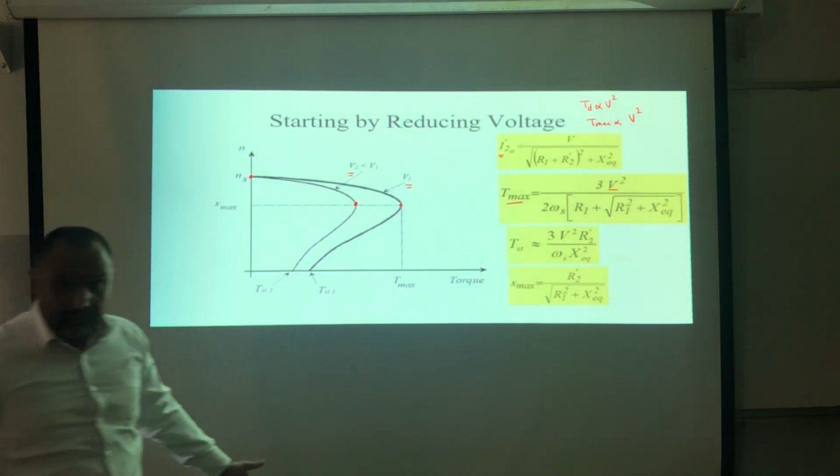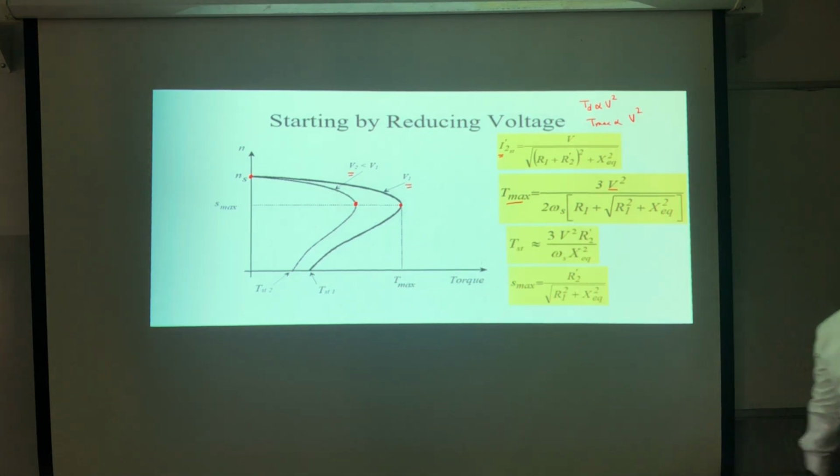The starting torque. So this means that if I'm reducing the voltage, I'm shrinking the curve, correct? But S max has no relation with the voltage. So all the time, the maximum torque will appear at the same location here. But simply what we'll do is shrink, let's say, the voltage.